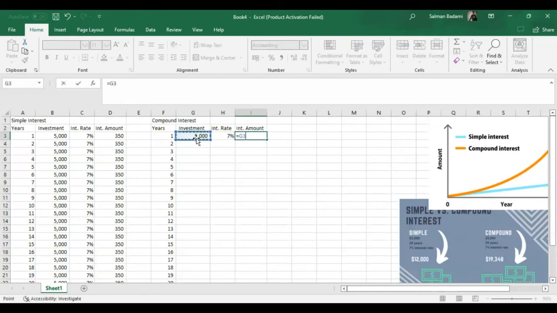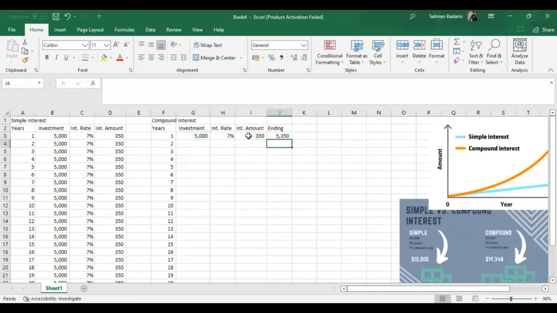So for the first year, the interest amount will be 350. Now, at the end of the first year, how much ending balance will we have? We invested $5,000 and we will be clubbing our interest amount, which is 350. So 5,000 plus the interest amount of 350. The balance at the end of the first year will be 5,350, which is the investment amount of 5,000 and our interest amount of 350. So we club both and we get our ending balance of 5,350.